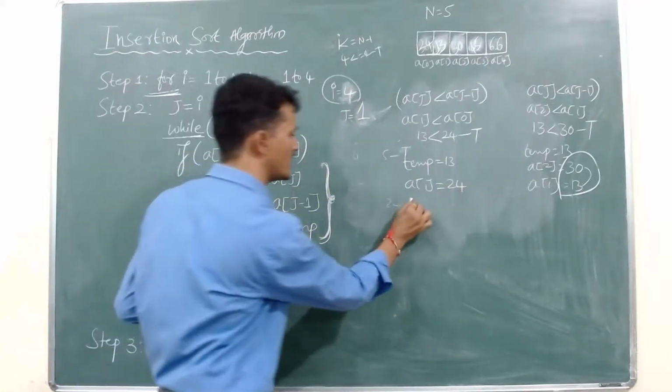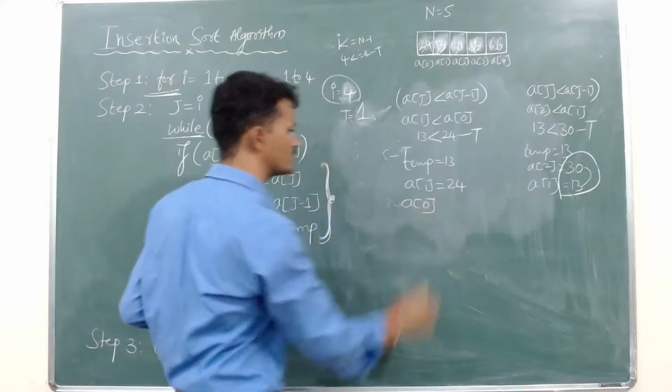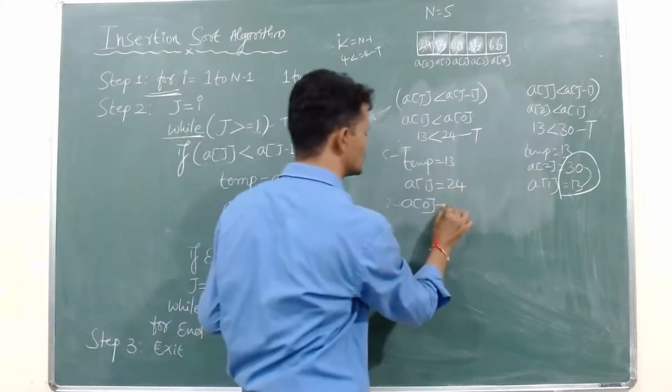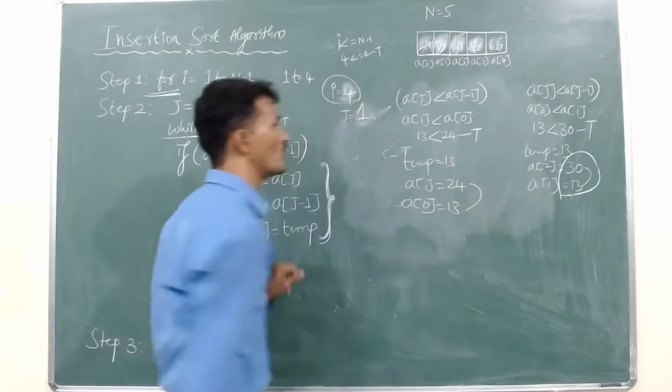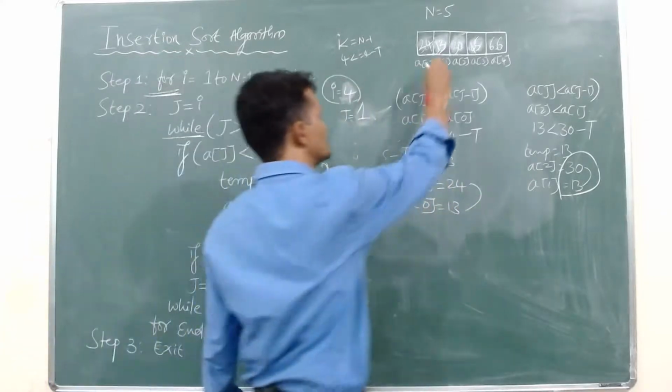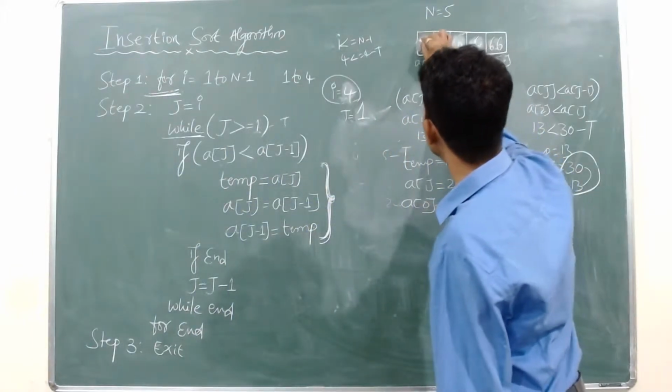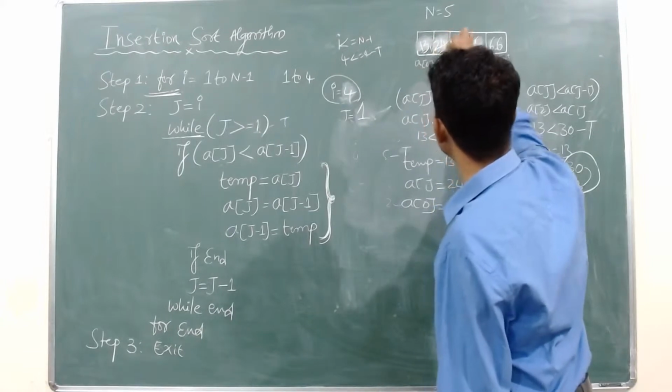Next, A of j minus 1. A of j minus 1 means 1 minus 1 is 0. A of 0 is equal to temp. What is the value stored in temp? 13. Okay. Look at these two values. Now, what I will do, I'll just interchange these two values. A of 1 with A of 0 and A of 0 with A of 1. 13 comes here, 24 goes here.